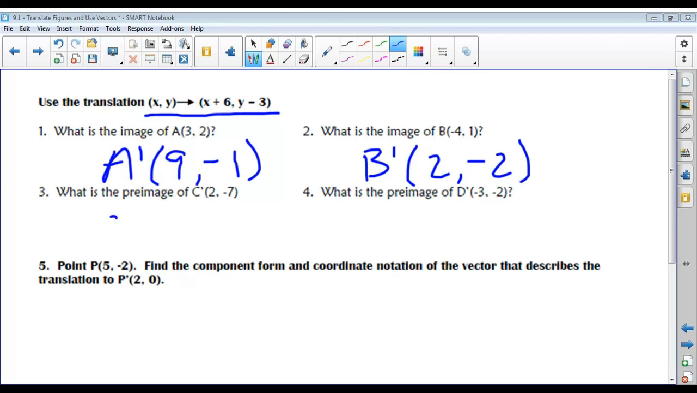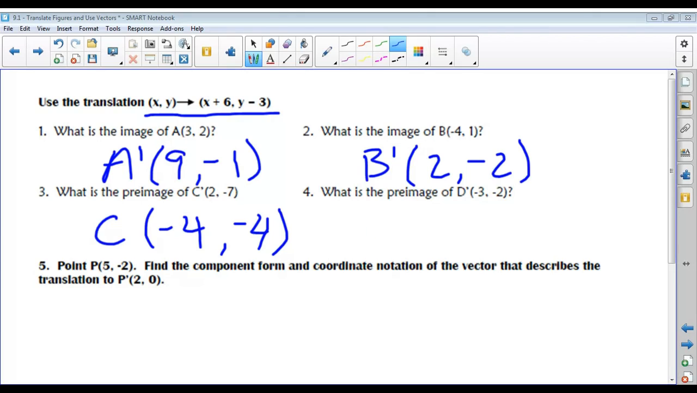So we're looking for C, not C prime. They've given me C prime. So we have to ask ourselves, kind of thinking backwards here, what number had 6 added to it to get to 2? And that turns out to be negative 4. What number gets 3 subtracted from it and gets us negative 7? That's also negative 4. That's a coincidence here that those are the same. But if you put those through the transformation, by adding 6 to negative 4, you get 2. By subtracting 3 from negative 4, you get negative 7.